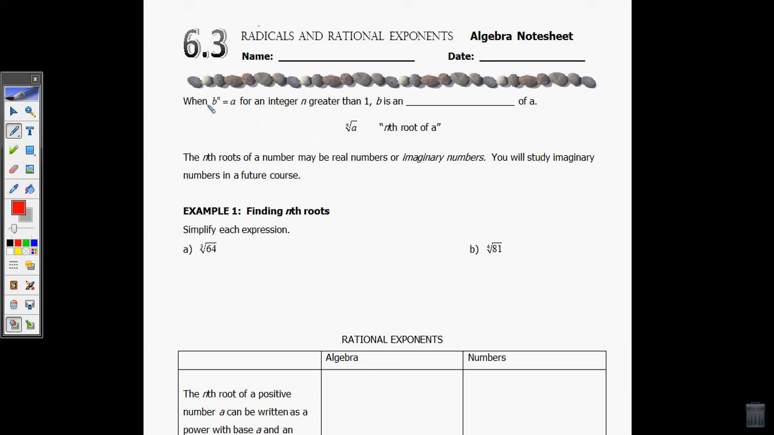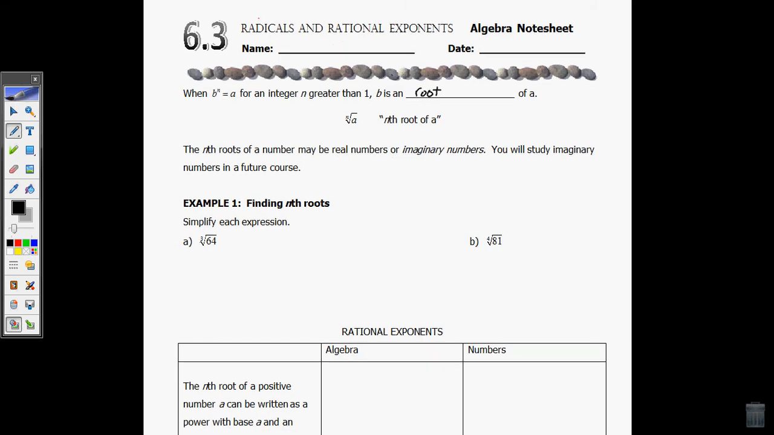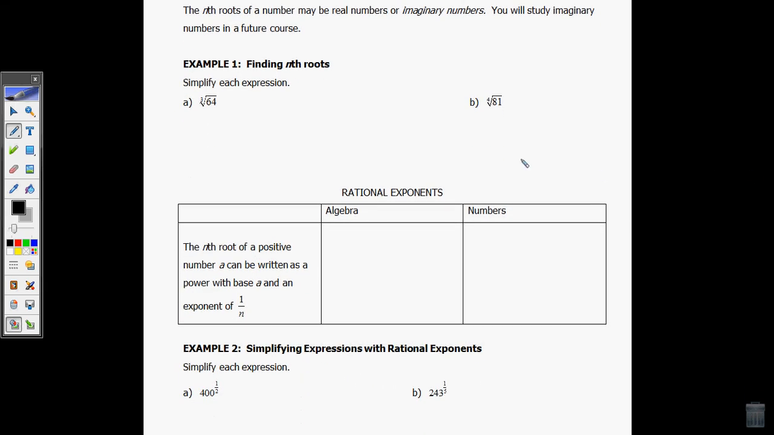So the first definition would be when b to the n equals a, so I have a number to an exponent equals something, for an integer n, so it's an integer exponent, which means it's a whole number exponent, the base is a root of a, right? So I have an nth root of a. Based on the exponent, it's an nth root. The nth roots of a number can be real or imaginary. The imaginary ones we're not going to worry about right now. You'll worry about those later.